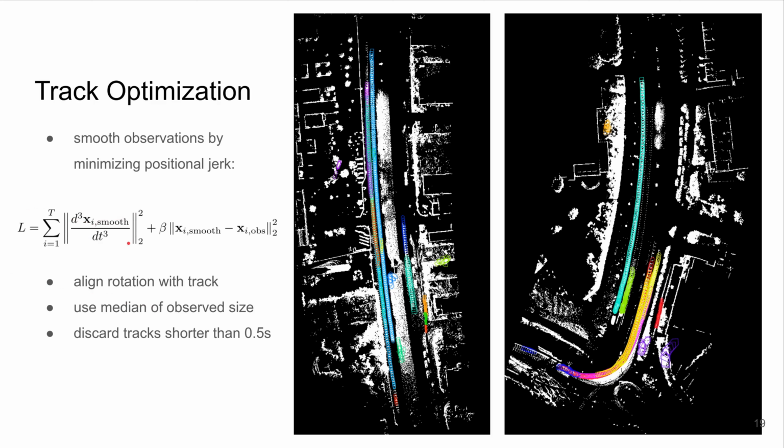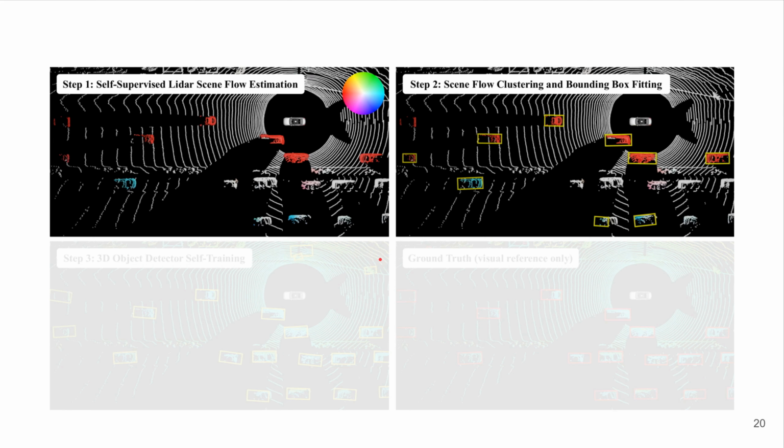Firstly, the positional jerk is minimized. Then, the rotations of the individual boxes are aligned with the track, and the median box size is used to combat over and under segmentation by the clustering. Too short tracks are discarded. Now we have obtained initial pseudo-ground truth of moving obstacles.